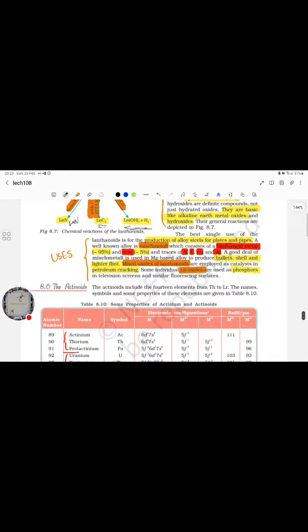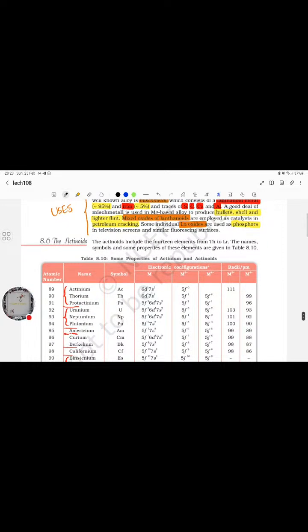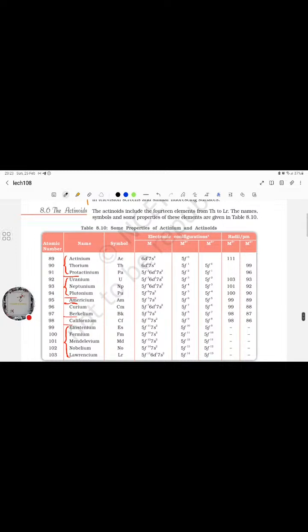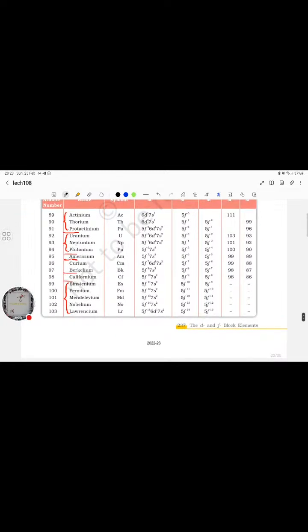The actinoids include the 14 elements from thorium to lawrencium. The names, symbols, and some properties of these elements are given in table 8.10. This is the sequence in which I remember them: actinium, thorium, protactinium, and then the elements named after three planets: uranium, neptunium, and plutonium in the same order. Then americium, a country, curium and berkelium, two scientists, californium, another place, and einsteinium, fermium, mendelevium, nobelium, and lawrencium, a few scientists. That's how I'm going to remember them.